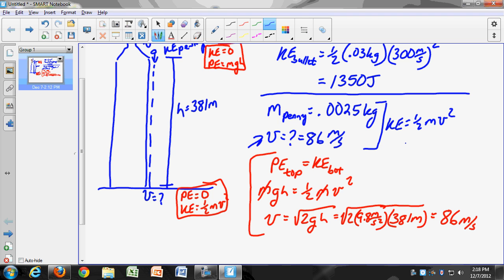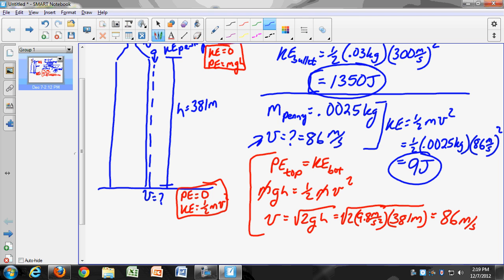1/2 mv squared, which is going to be half times 0.0025. That's my mass in kilograms, times 86 meters per second squared. And then that gives me my kinetic energy. And when I find it, I'm going to compare it to this number. Now let's see, that gives me a kinetic energy of 9 joules. All right. Now, how does 9 joules compare to 1,350 joules?